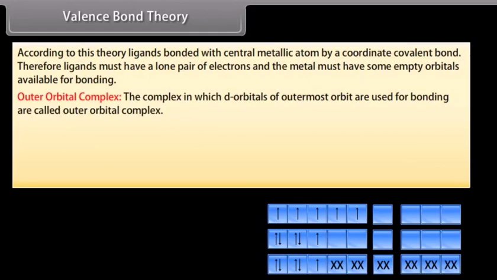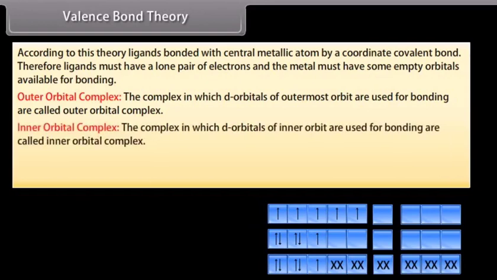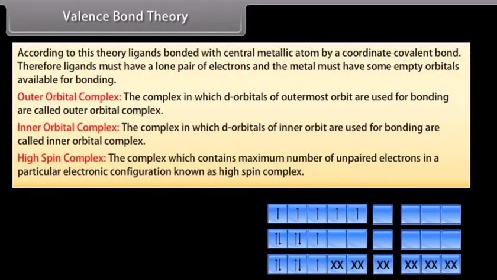Outer orbital complex. The complex in which d-orbitals of outermost orbit are used for bonding are called outer orbital complex. Inner orbital complex. The complex in which d-orbitals of inner orbit are used for bonding are called inner orbital complex. High spin complex. The complex which contains maximum number of unpaired electrons in a particular electronic configuration is known as high spin complex.